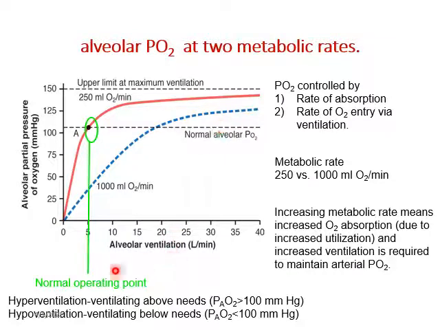And now you can see, to summarize, under normal conditions, hyperventilation above needs will increase the partial pressure of O2 in the alveoli, whereas hypoventilation will decrease the partial pressure of oxygen in the alveoli, and this will end up with hypoxia. And that's what it is.